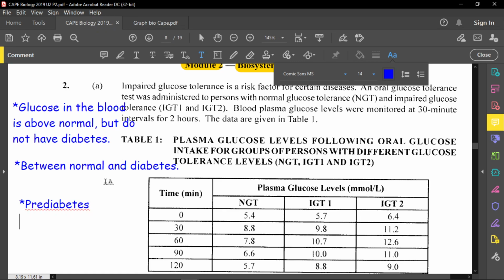What I also want to point out to you before I jump into answering the first part of the question, which is the conclusion based on the data, is that talk about glucose levels. So let's talk about glucose levels a little bit.